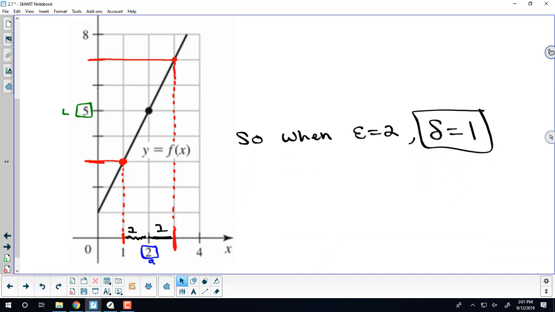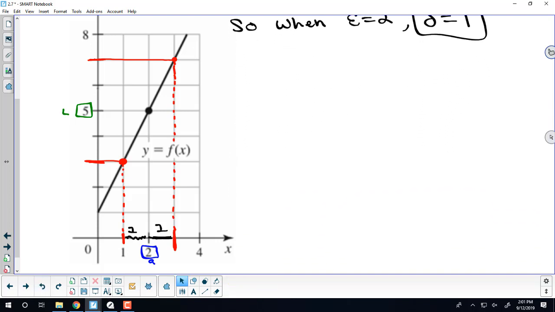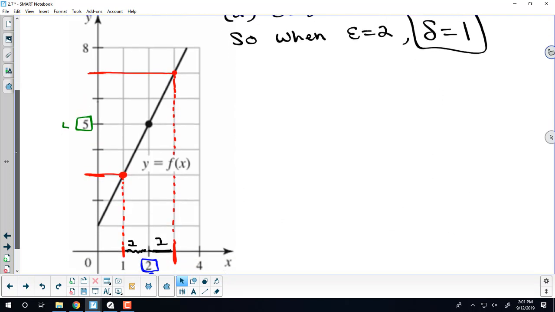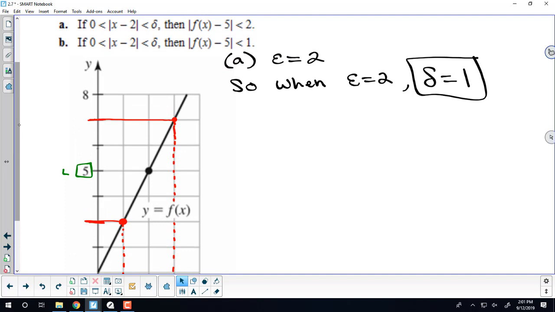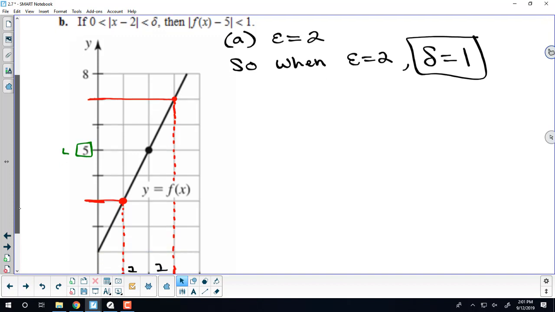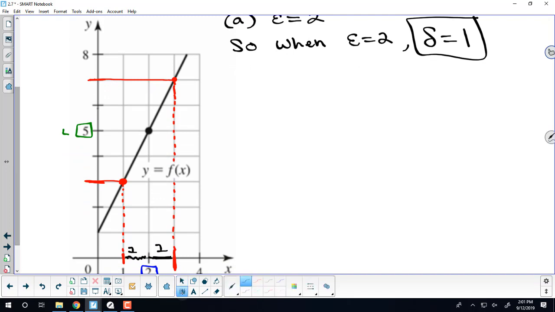I'm going to move this up. This was part A. Okay, so part B, what changes? Your epsilon changes, and that's it. It's still the same function, still the same limit, still the same A value. So this time in part B, what is epsilon? 1. Okay, so in part B, we're now given epsilon is equal to 1. I'm going to erase what we have here, because it's going to change slightly.